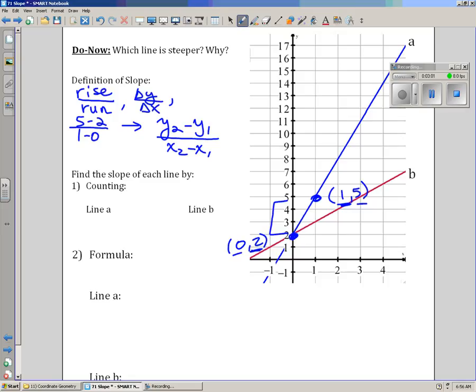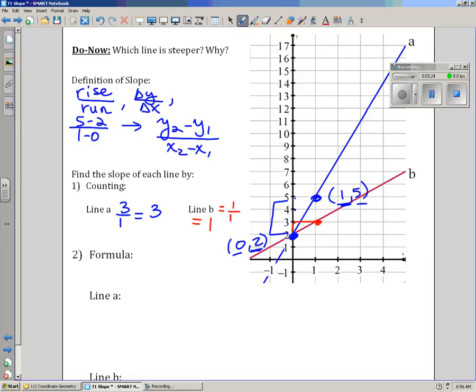So number 1 says find the slope of each line by counting. So you can count. You can say, okay, let's say for line A, I'm going up 3 over 1. So the slope would be 3 over 1, which equals number 3. For line B, I'm going up 1 over 1, which is just 1. Okay?